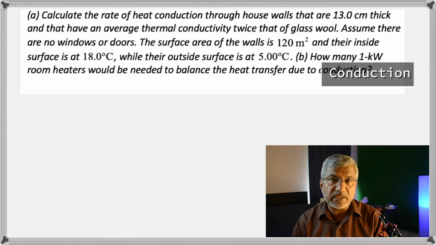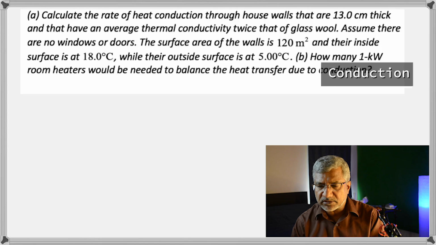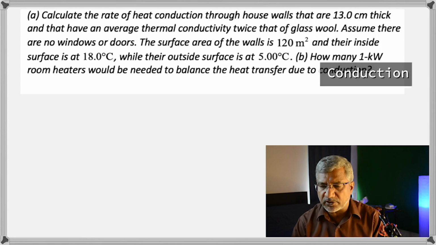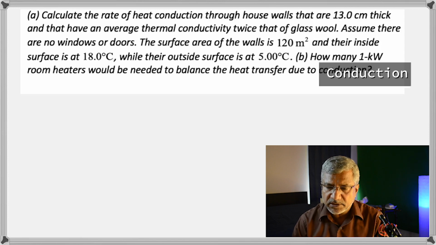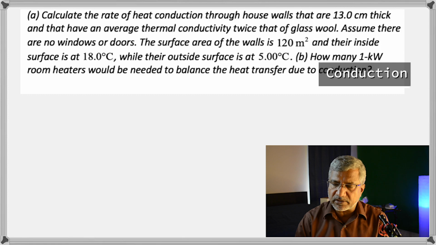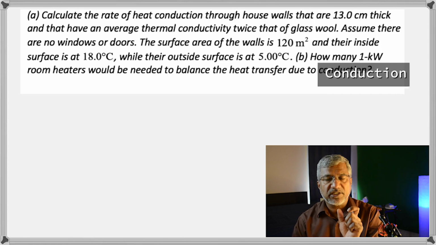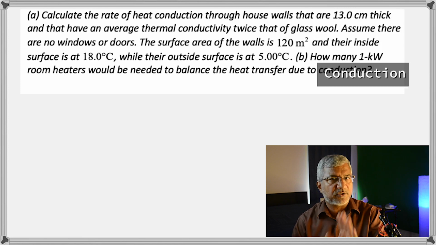Calculate the rate of heat conduction. Okay, what do you mean by rate? Means per second. So how much heat is conducted per second through house walls that are 13 centimeter thick? Oh, so that's the thickness, 13 centimeter. And that have an average thermal conductivity, excuse me, that's the constant thermal conductivity, twice that of glass wall, which will be given. Don't worry, it'll be given.